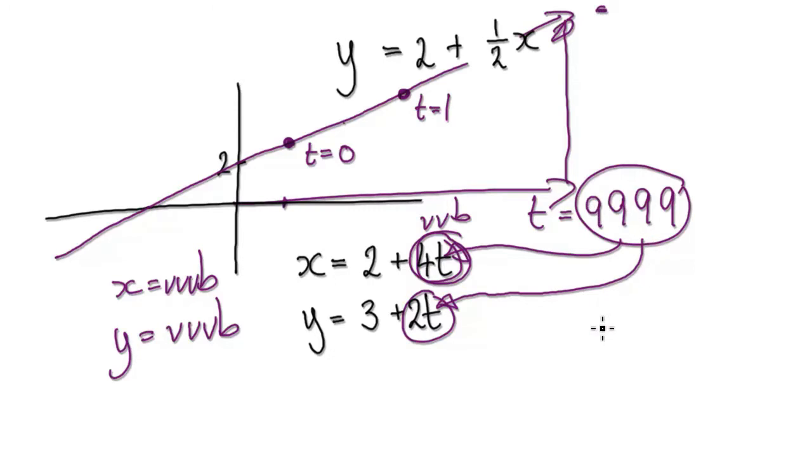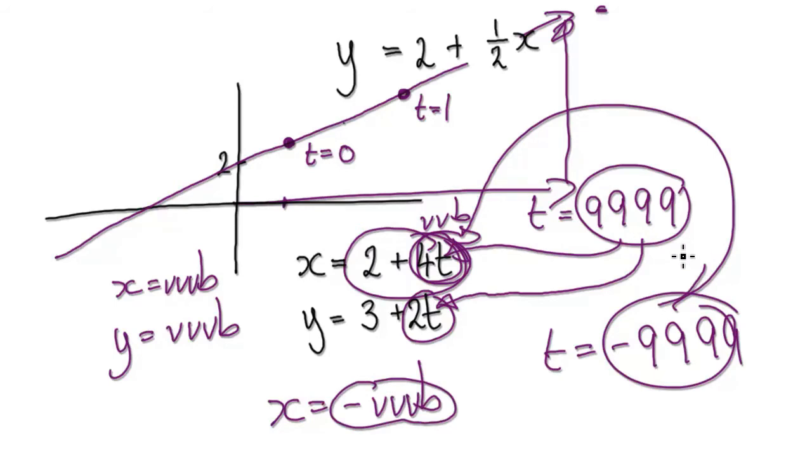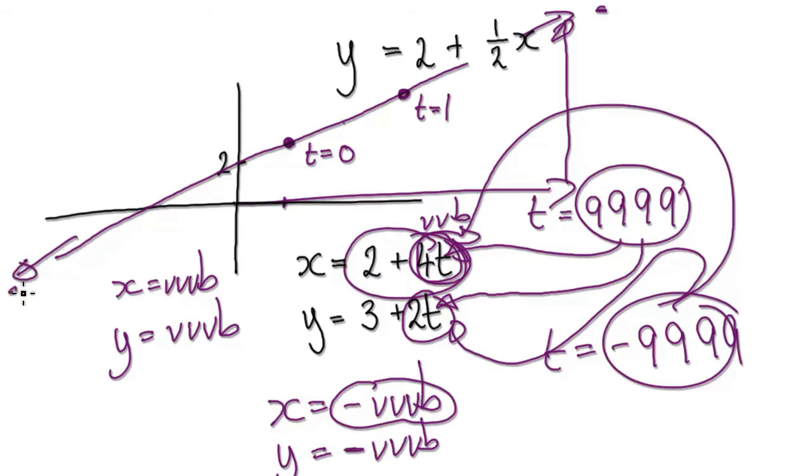Let's see what happens when t is negative, very, very big. Well, if you put this into here, the x location will be very, very big, but negatively big. Put negative 999 into here, the y location will be very, very big, but negatively big. So it's going to be all the way down here. So it gives you a sense that when time equals 0, the particle will be here.